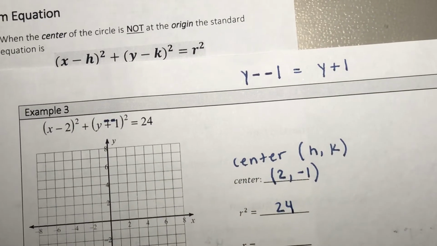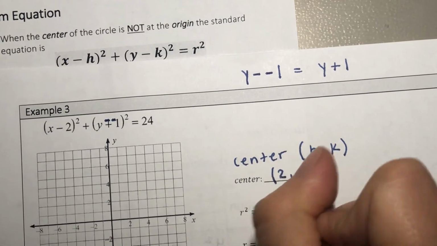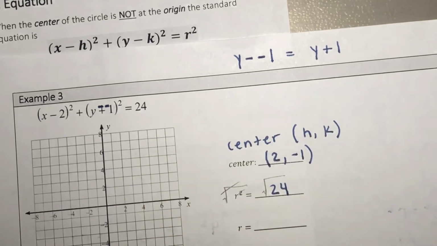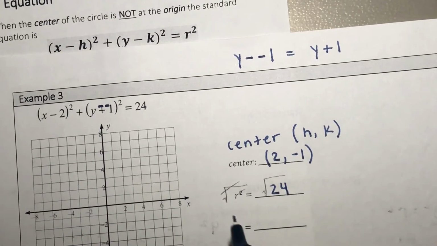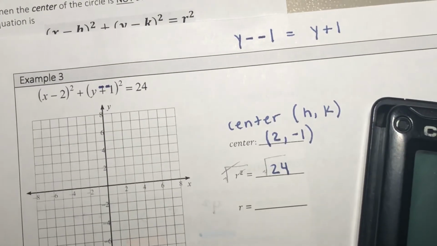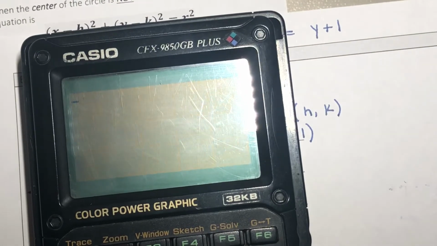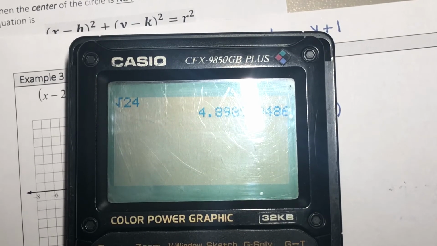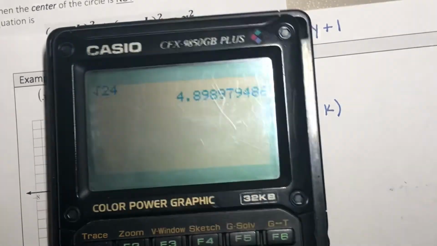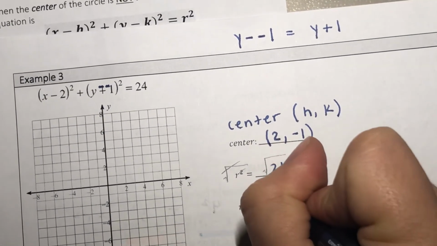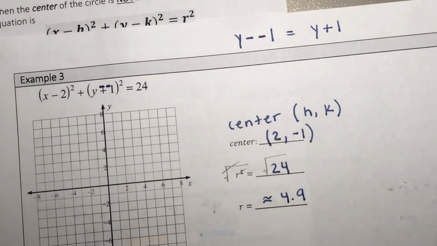And we want to solve for r. That means that we are going to take the square root to eliminate the square. So r equals the square root of 24. So grab your calculator. Square root of 24 is approximately 4.9 units. Approximately 4.9 units. Okay, so now we know our radius.